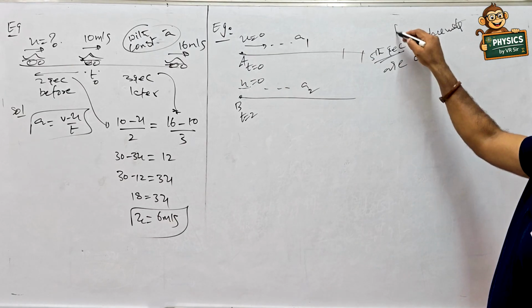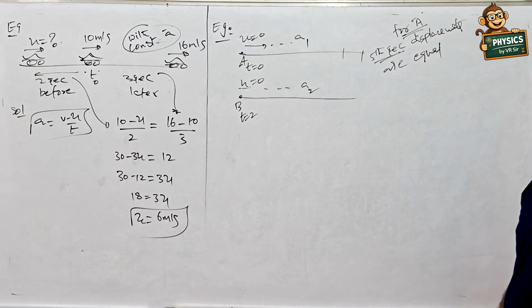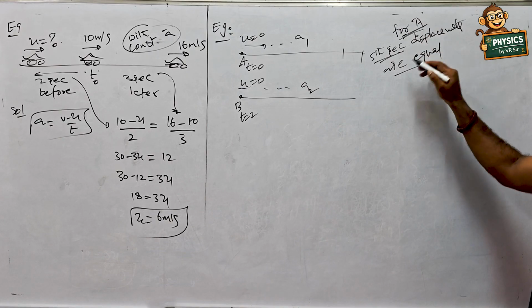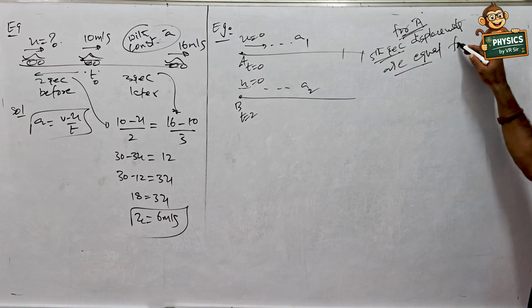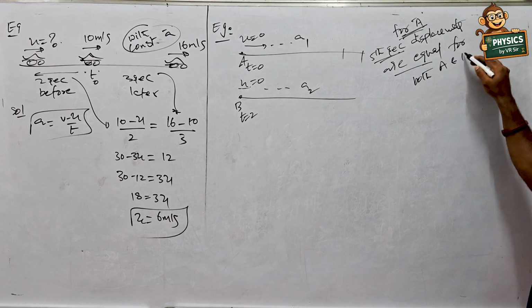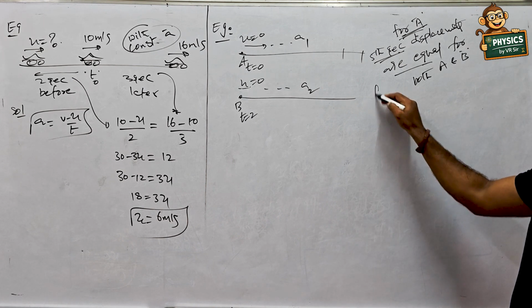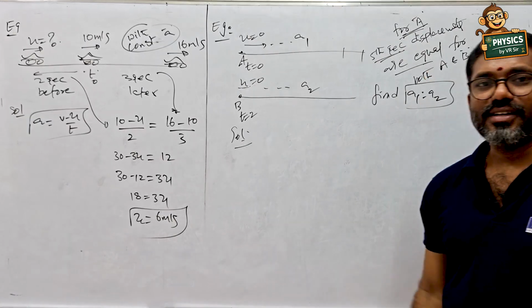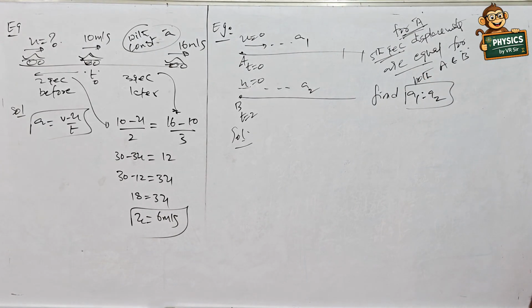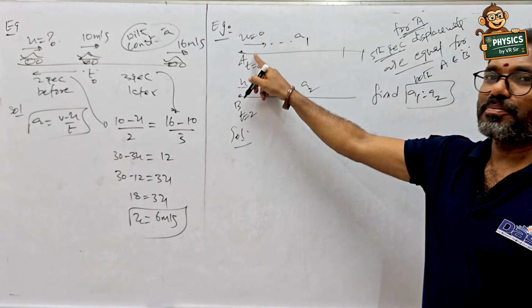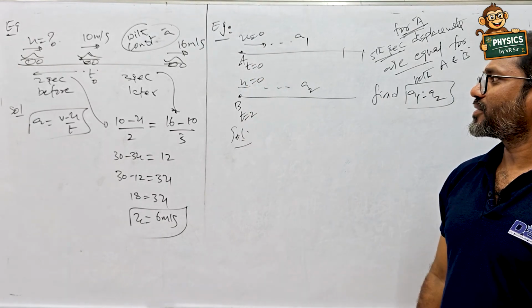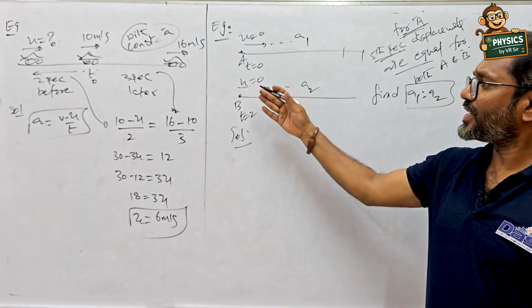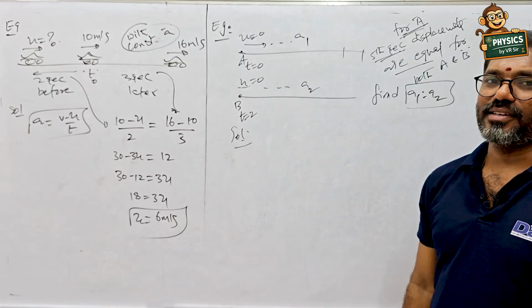So the fifth second for A, the displacements are equal. What does it mean? Particularly the fifth second for A, the displacements are equal for both A and B. That is the condition, and they are asking us to find the ratio of their accelerations. Look at here. A starts from rest. B also starts from rest at the same point. But A started early and B started late. And the delay in starting B is 2 seconds.